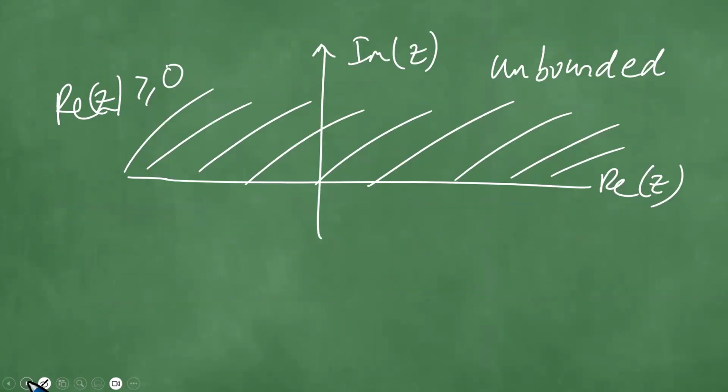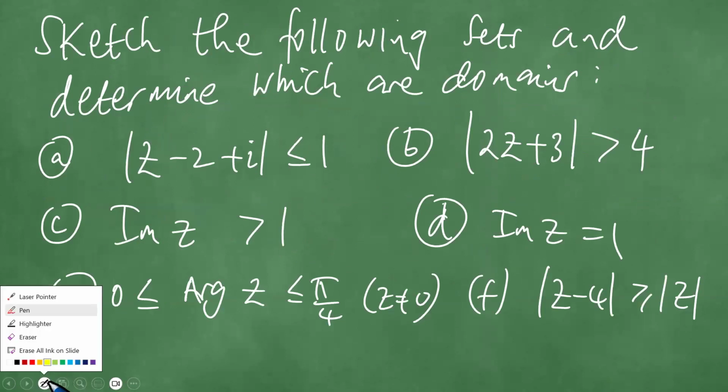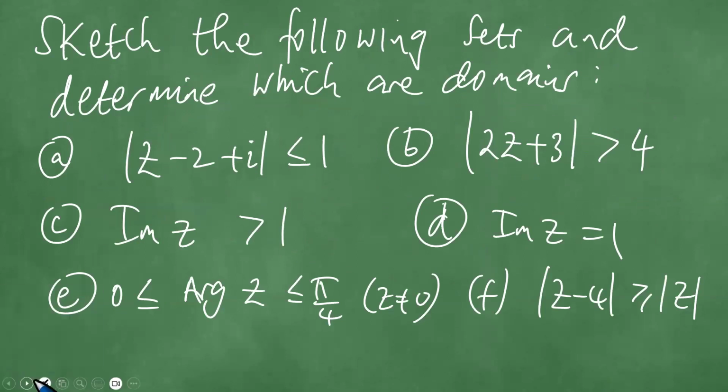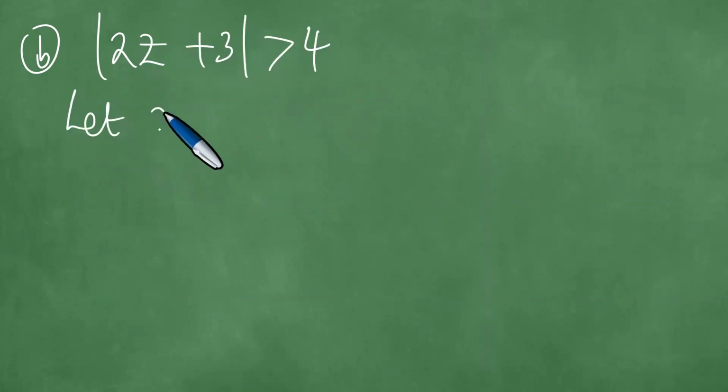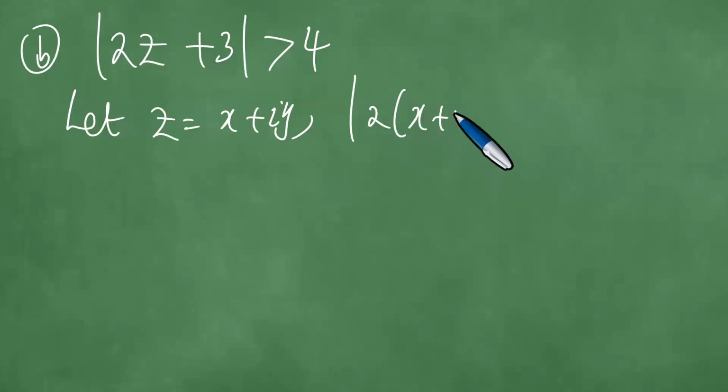And I want us to look at part B, which is the modulus of 2z plus 3 is greater than 4. At this point, you let z be x plus iy. We just want to draw the graph of this. Okay, we can do it differently.